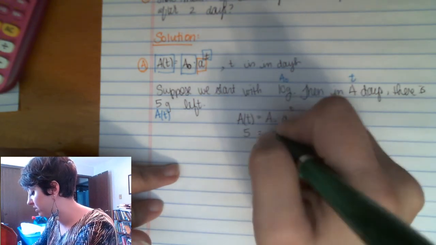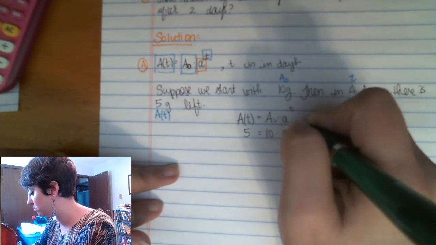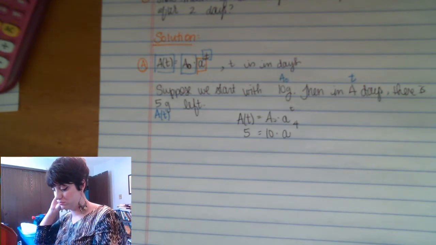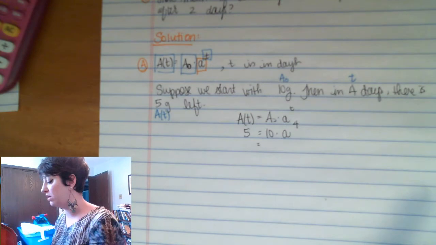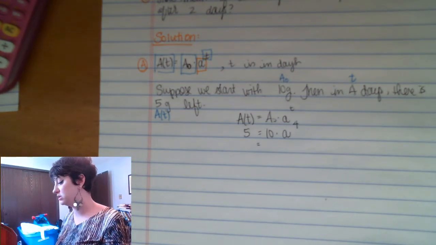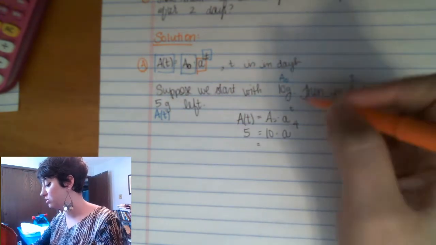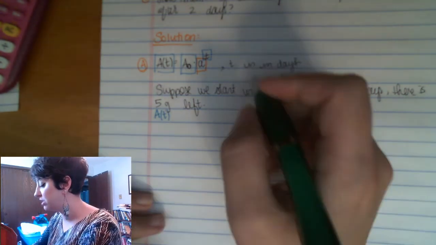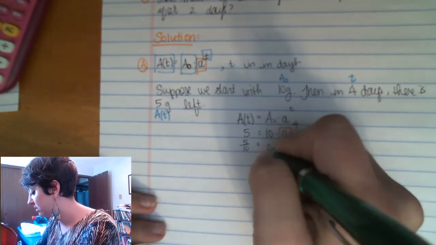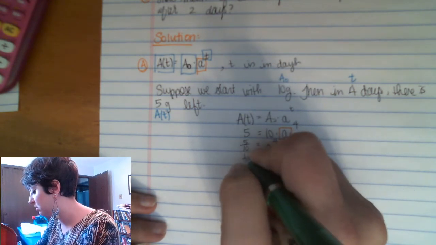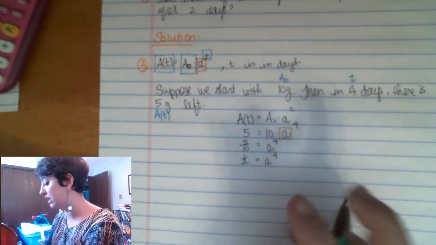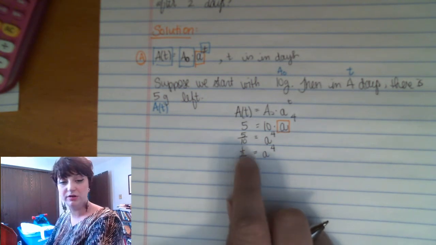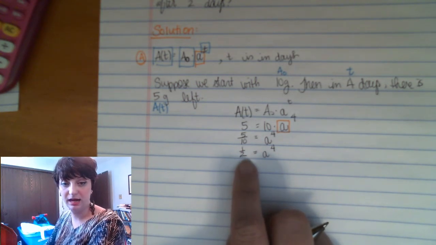All right, so I have 5 grams, I start with 10 grams, I have an unknown growth rate, and it's raised to the 4th power. So I need to isolate, just like regular equations, you need to isolate your variable of interest, which in this case is A. So I'm going to divide both sides by 10, which gives me 5 over 10 is A to the 4, and 5 over 10 is a half. So no matter what amount I start with, when I divide and isolate my A, I always get 1/2 on this side because it's the half-life.